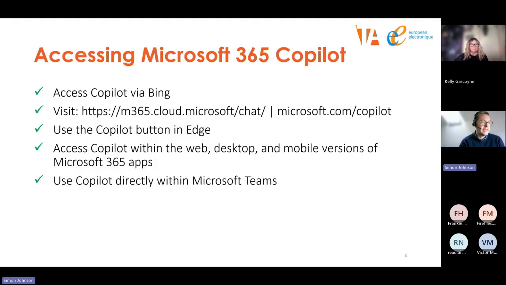So accessing Copilot is really easy. There's several ways to do it. You can do it via Bing. You can access it by going to m365.cloud.microsoft/chat. You can also access it from microsoft.com/copilot in the Edge browser, and I'll show you that shortly. You can also access it in desktop and mobile versions using the app, and also through Teams.